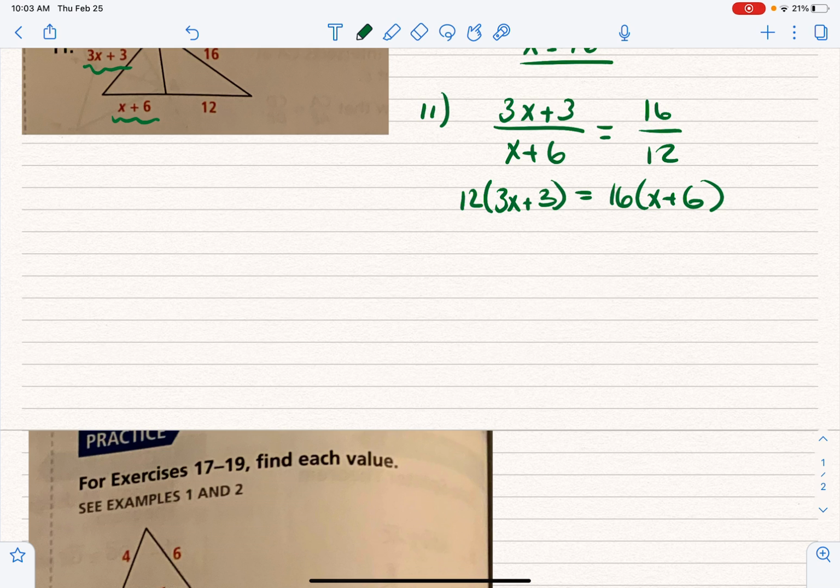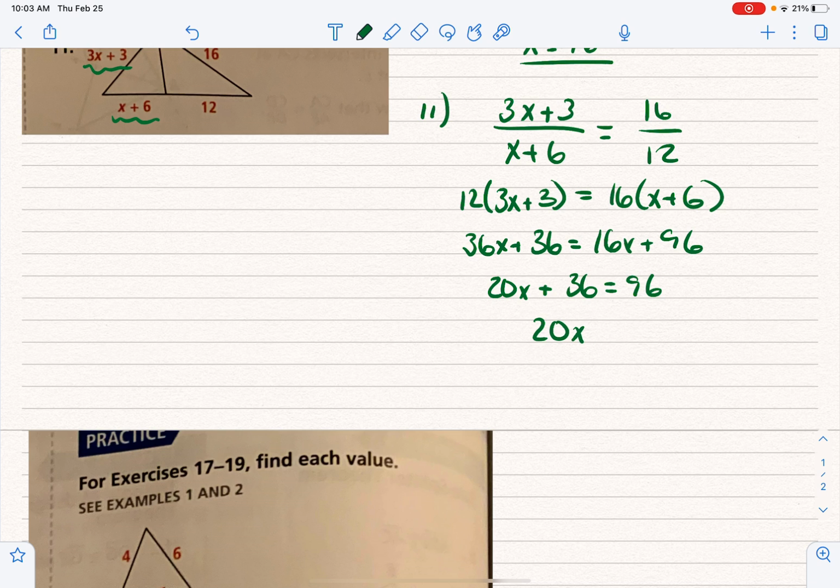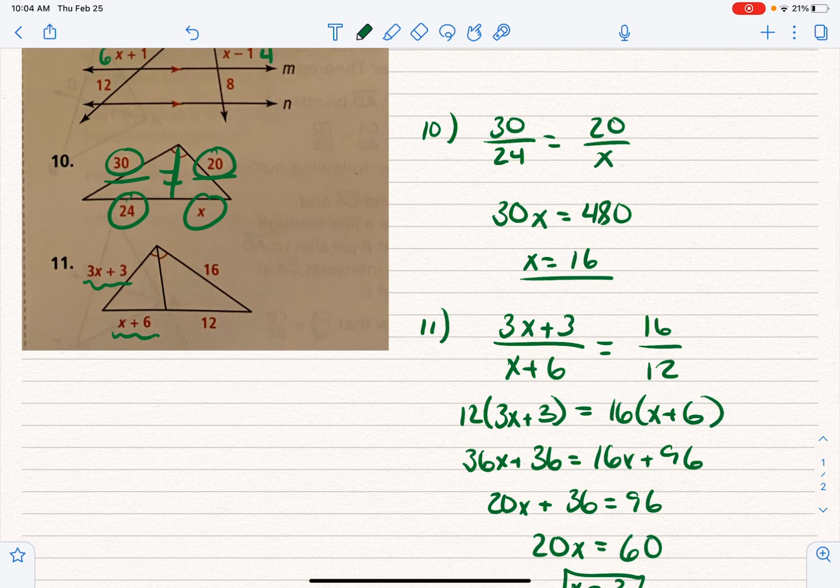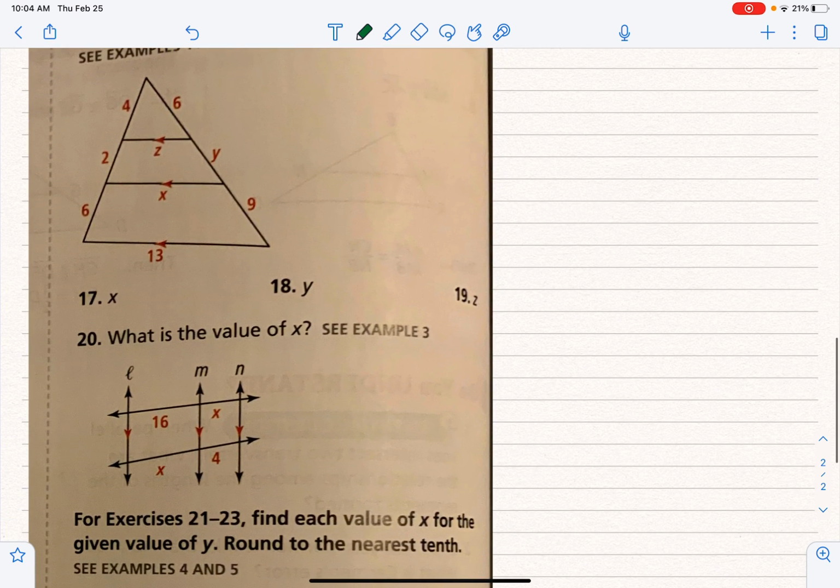Okay, so 12 times 3x would give me 36x plus 36 is equal to 16x plus 96. Subtract 16x from both sides, you get 20x plus 36 is equal to 96. Subtract the 36 from both sides, and 20x is equal to 60, so therefore x is equal to 3. Okay, pretty simple problem. Then we turn the page, we go to the back side, okay?